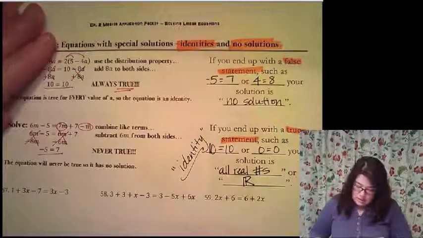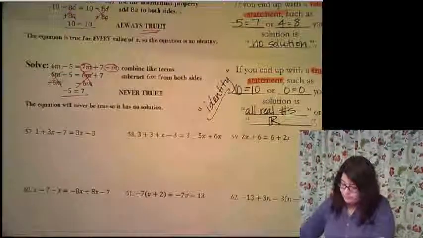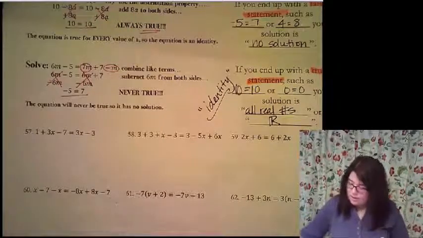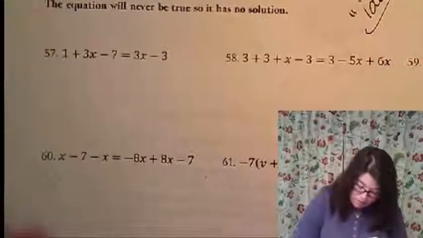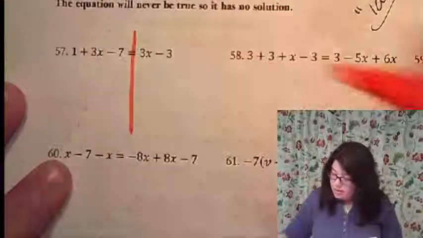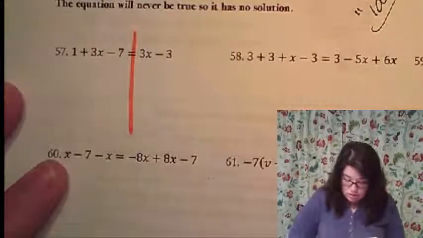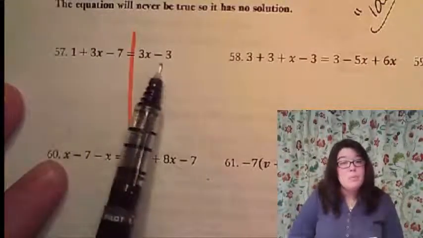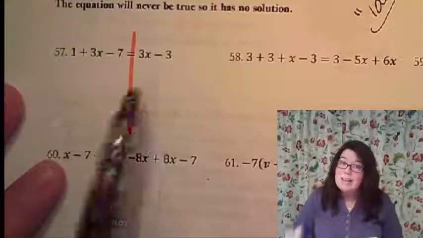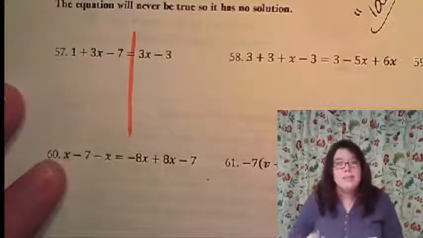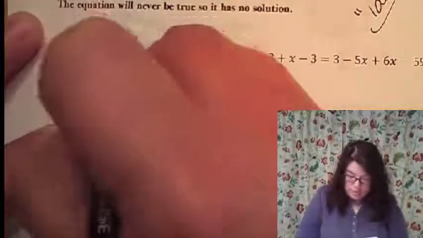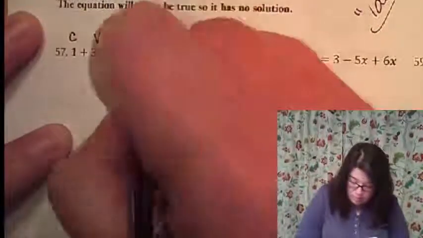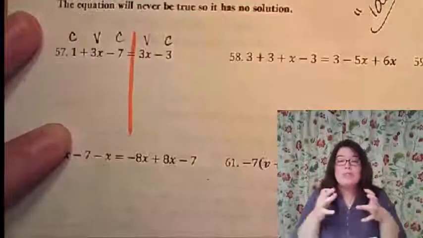So first, let's take a look at number 57. All right, before we get too crazy, we're going to draw our fence as a line, and then we're going to check for distribution, which I do not have because I don't have any parentheses. Then I can combine like terms on the same side. Well, here I have a constant term and a variable term and a constant term. Here I have a variable term and a constant term.